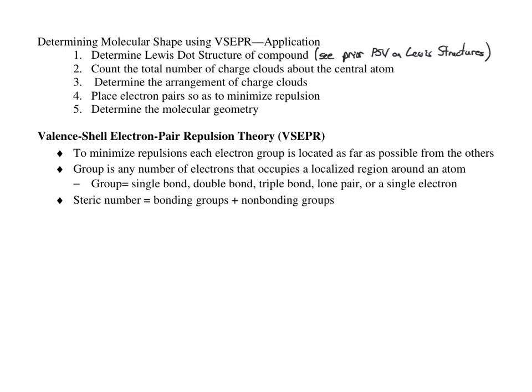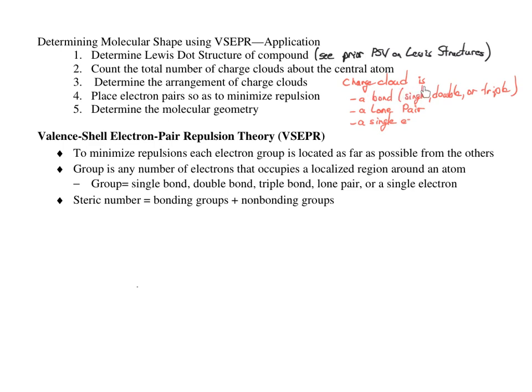We're going to determine molecular shapes using VSEPR. The first step is always going to be to determine the Lewis dot structure of the compound. Once you have determined the Lewis dot structure, you want to count the total number of charge clouds around the central atom.